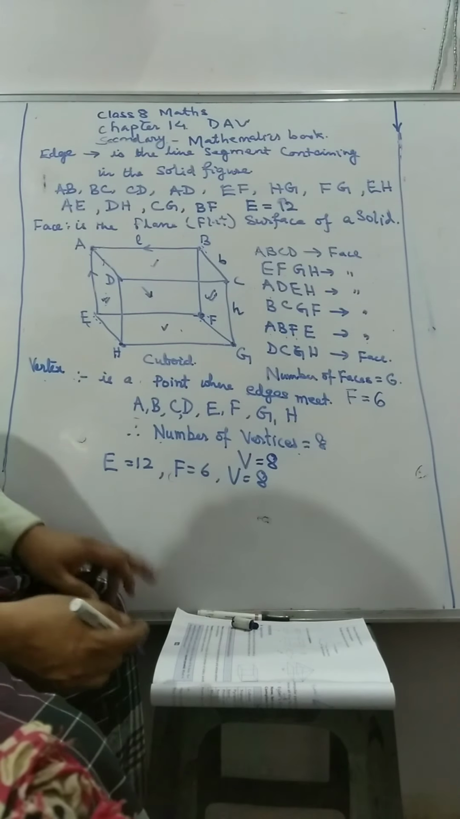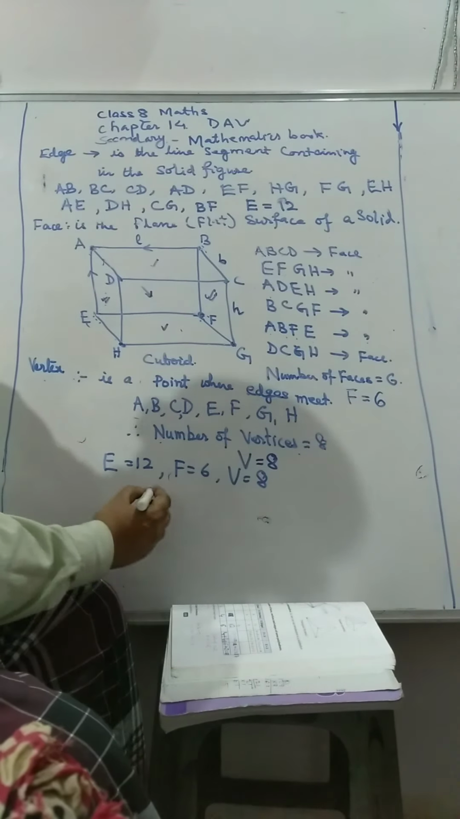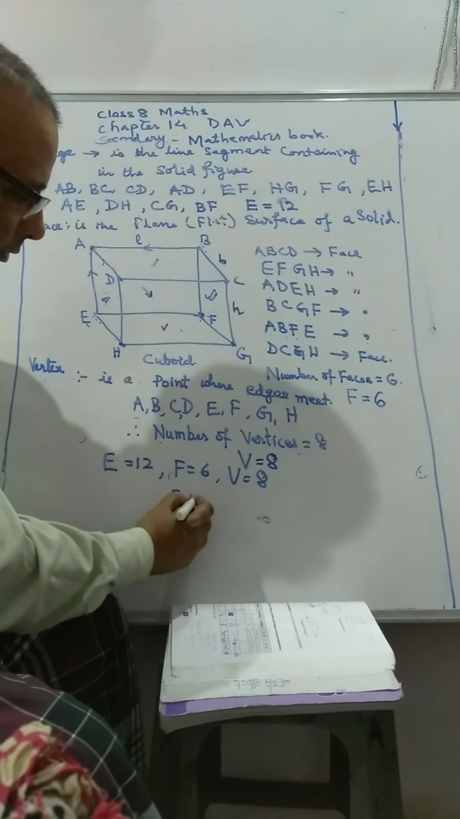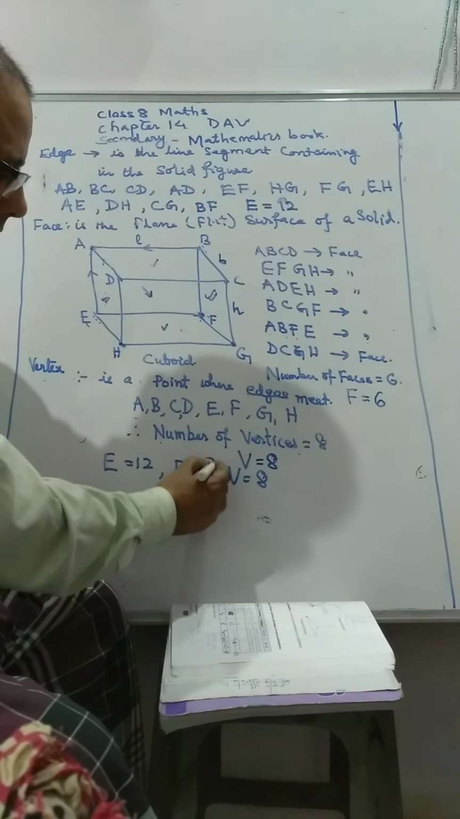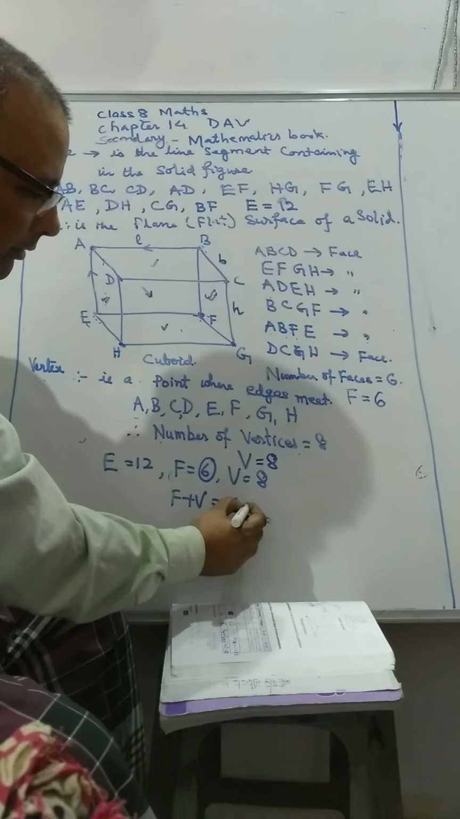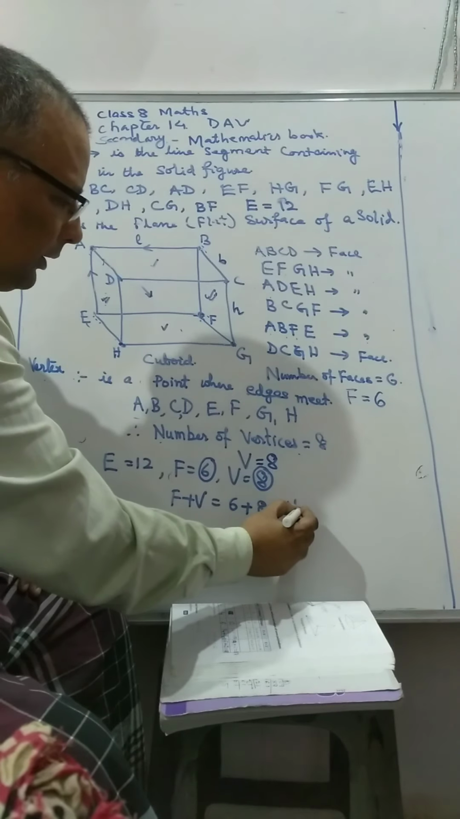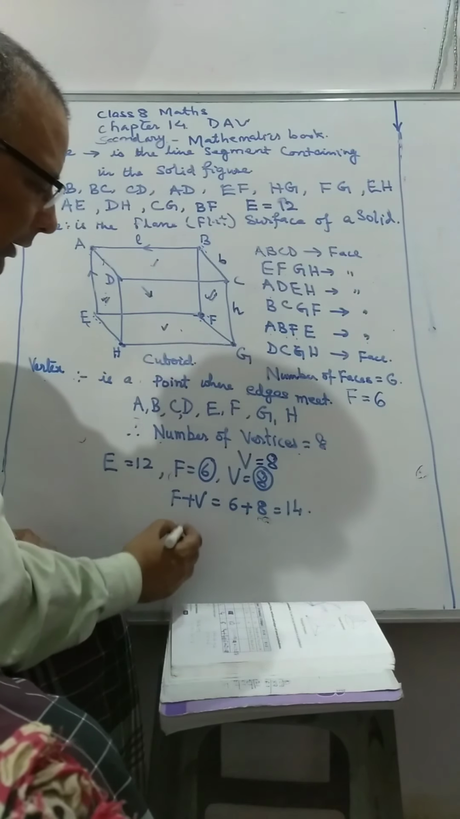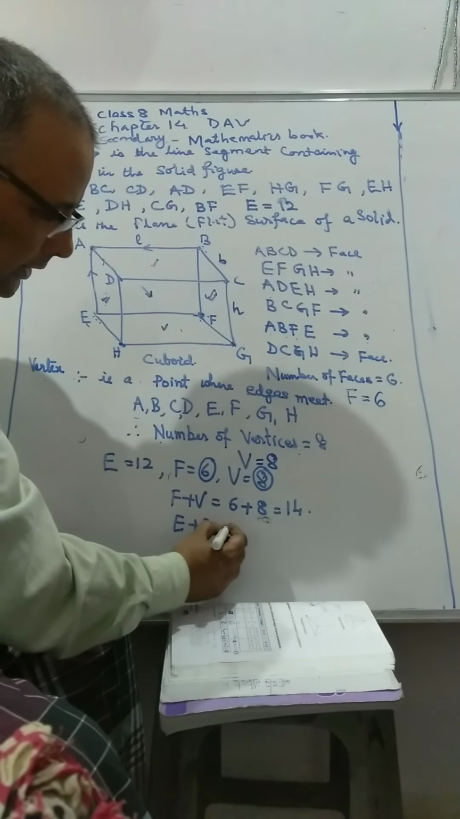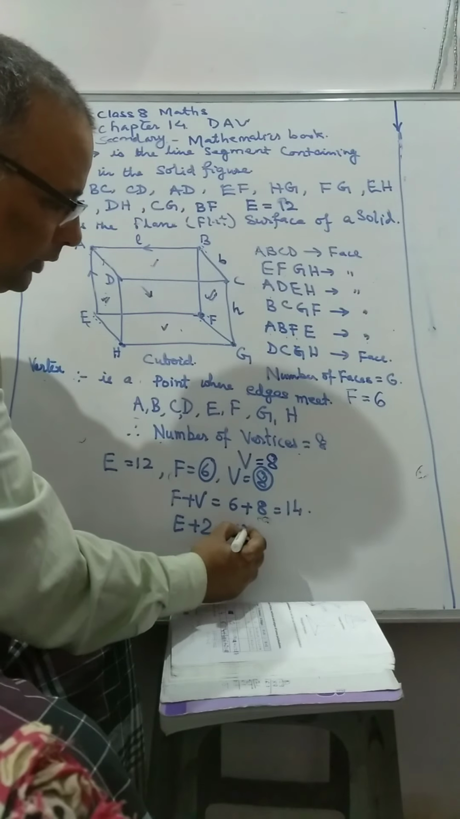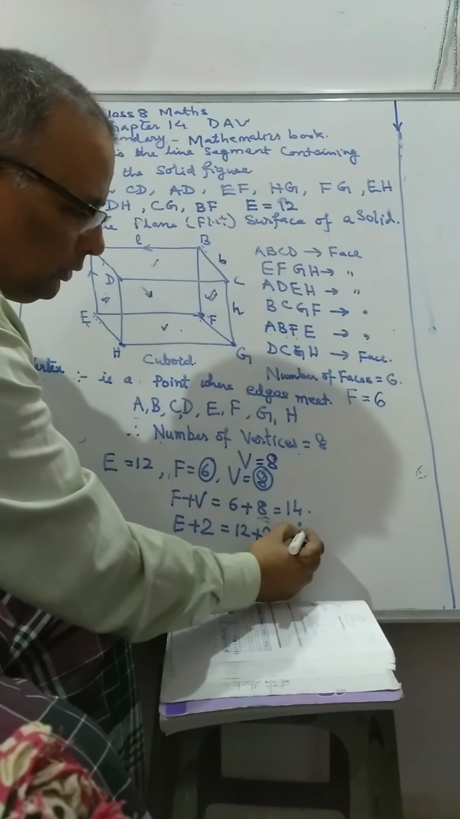So this is 12. If we take F plus V, F plus V means the number of faces plus vertices. The number of faces is 6 and vertices is 8, so it becomes 14. And if we take edges plus 2, the number of edges is equal to 12, and then you always add 2. So it is also 14.